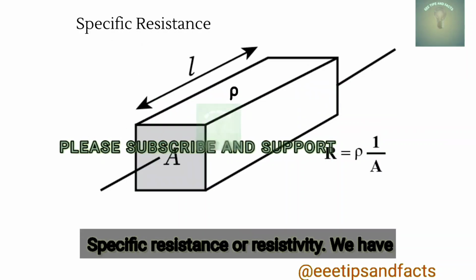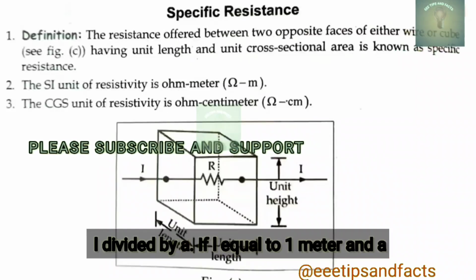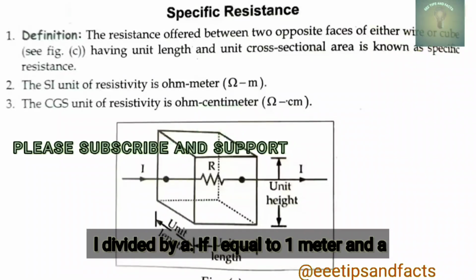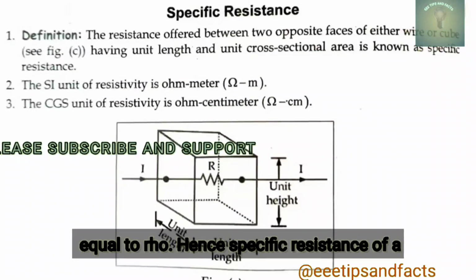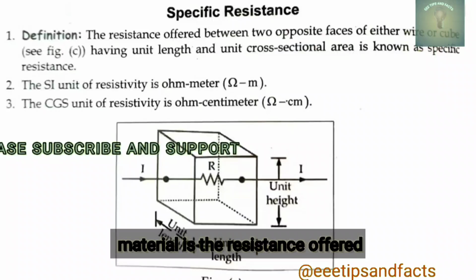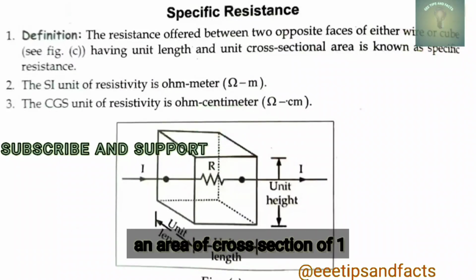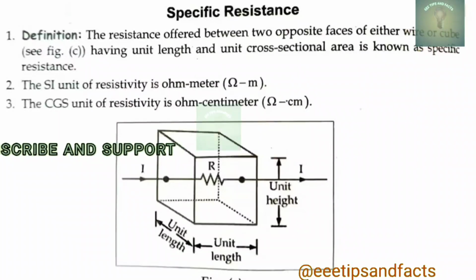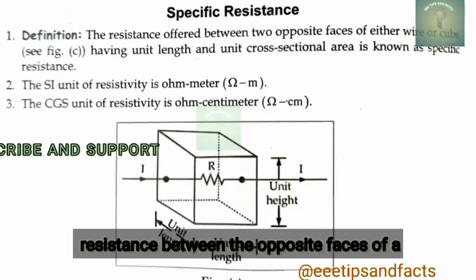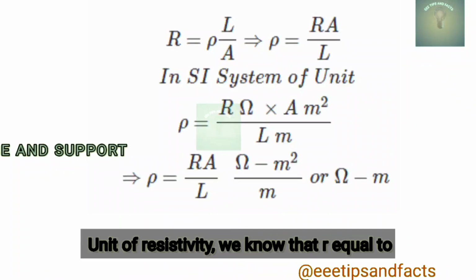Specific resistance or resistivity. We have seen earlier that R equals ρL/A. If L equals 1 meter and A equals 1 meter square, then R equals ρ. Hence, specific resistance of a material is the resistance offered by 1 meter length of wire of the material having an area of cross-section of 1 meter square. Also, specific resistance of a material may be defined as the resistance between the opposite faces of a meter cube of the material.